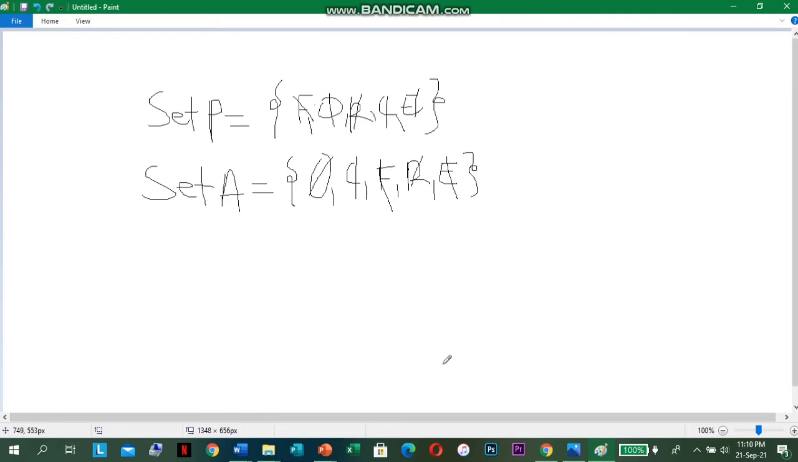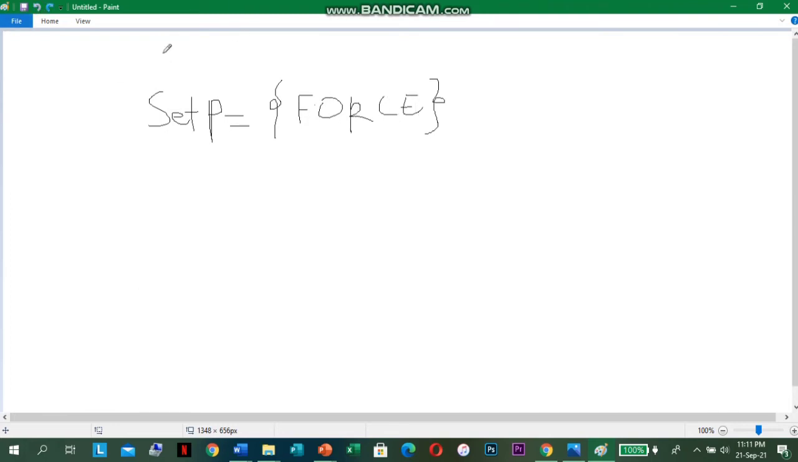All right, good. So we can say that set P is equal to set A. Set P is equal to set A. So these two sets are equal. All right, let me give you a next example and let me see if you understand. So this can stay.